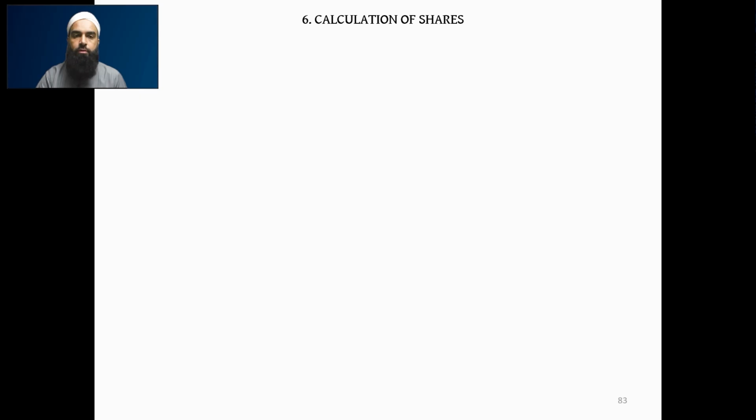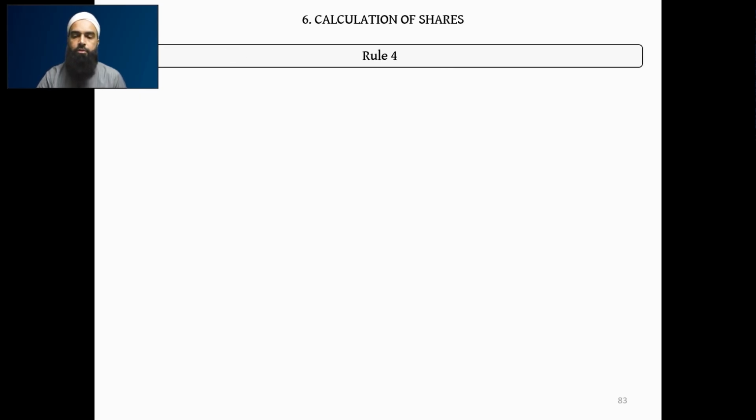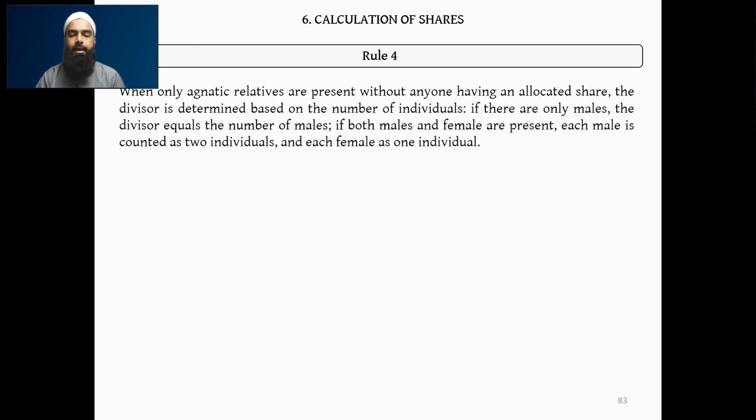Now we're moving on to rule number 4. Now rule number 4 is a little bit more complicated. As you can appreciate, as we go along, it adds a little bit of complexity. So this is when only agnatic relatives are present without anyone having an allocated share. So there are no fractions.